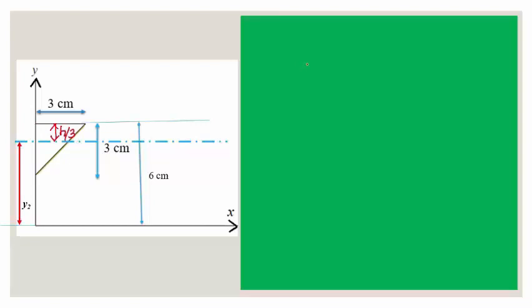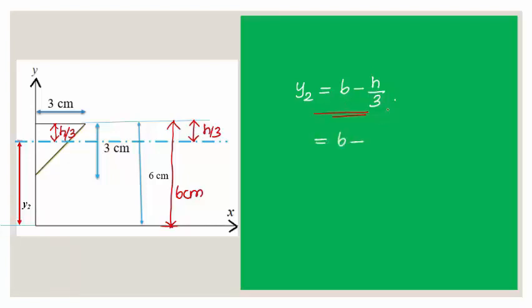We need to calculate y2. y2 can be calculated by subtracting h by 3 from the total height. The total height is 6 centimeter. So we can calculate y2 as 6 minus h by 3. 6 minus the height of the triangle, which is 3 centimeter, by 3. 6 minus 1, that is 5 centimeter.